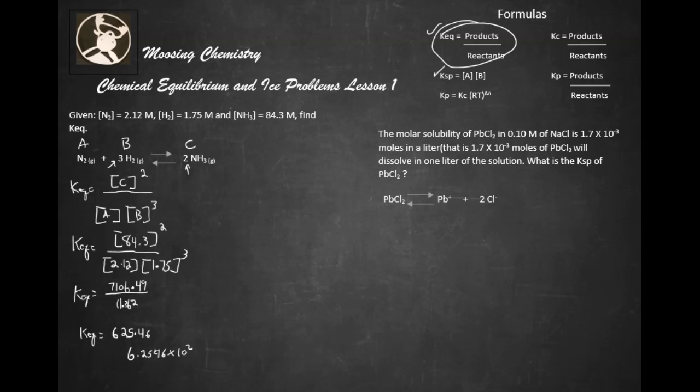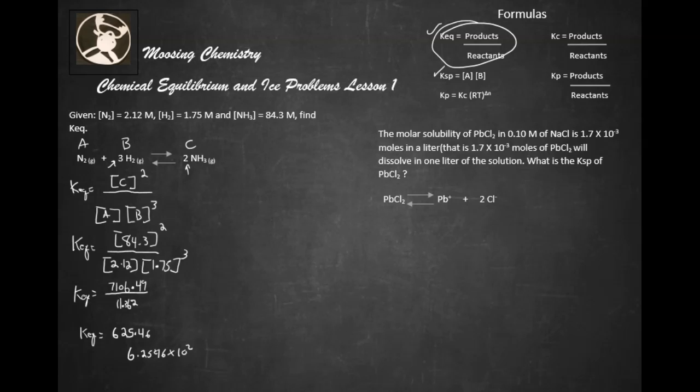All right, so let's go ahead and look at our next problem. Our next problem is using Ksp. Let's think about what it says. The molar solubility of PbCl2 in a 0.10 molarity of NaCl is 1.7 times 10 to the negative third moles in a liter. That is 1.7 times 10 to the negative third moles of PbCl2 will dissolve in 1 liter of solution. What is the Ksp?